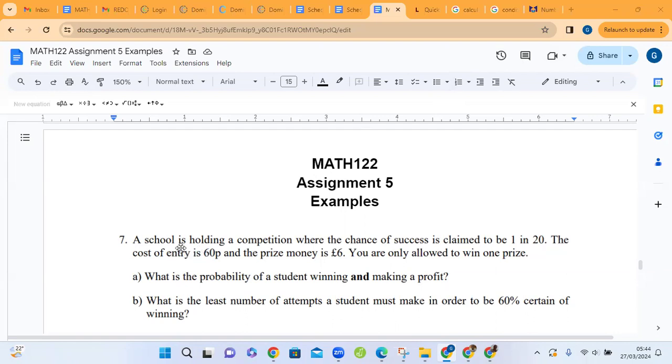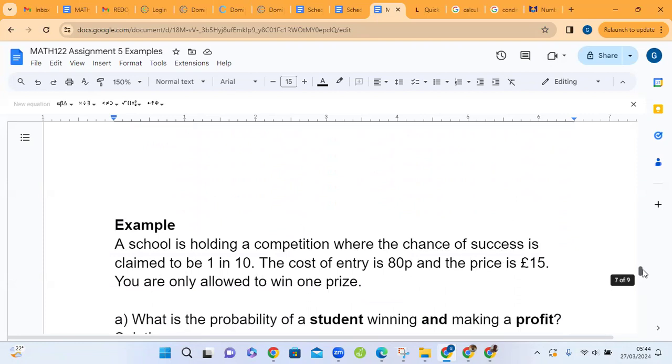It says a school is holding a competition where the chance of success is claimed to be 1 in 20. The cost of entry is 60 pence and the prize money is £6. You are only allowed to win one prize. Part A is asking, what is the probability of a student winning and making a profit? And part B is asking, what is the least number of attempts a student must make in order to be 60% certain of winning? So here's the example that we are going to discuss.